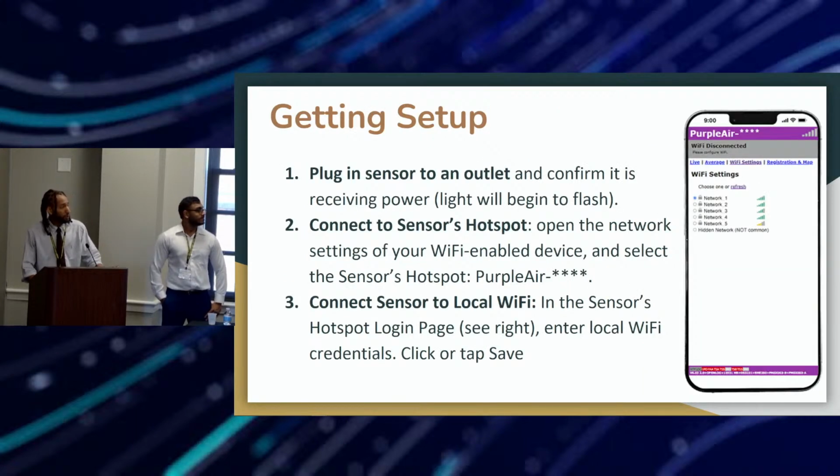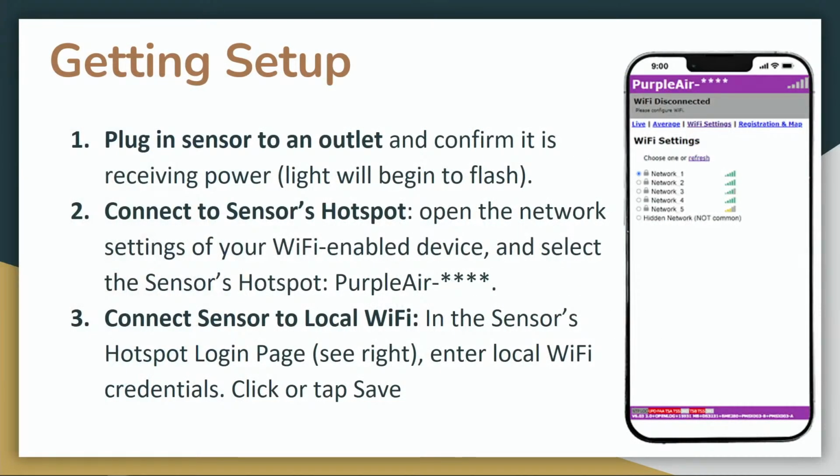So here's a little example of what it looks like to get it set up. The first thing, like I said, you plug the monitor into an outlet and then it'll power on. The next thing you want to do is just connect it to whichever Wi-Fi network is available. Unfortunately, it only works with a network that has a password on it. It doesn't work for whatever reason with open networks. But yeah, so you would just register the device that way.